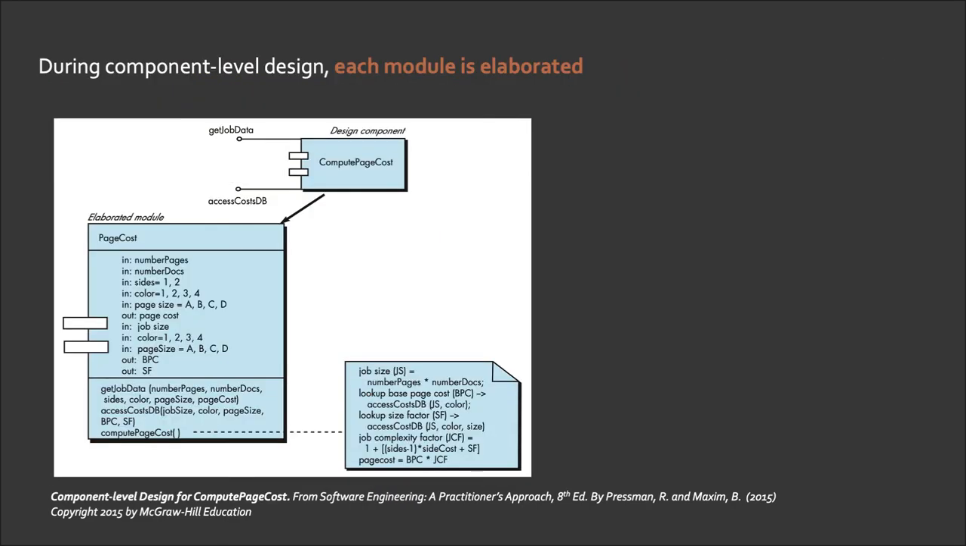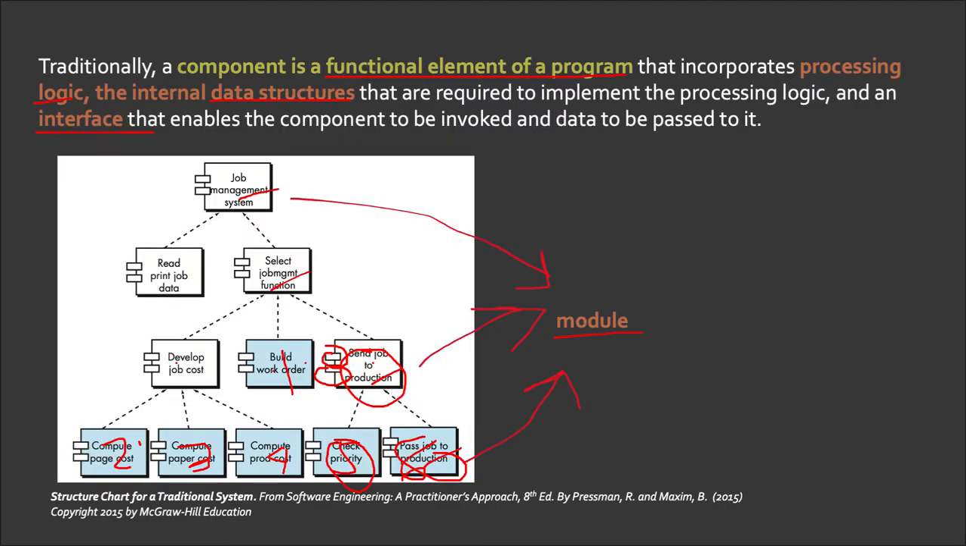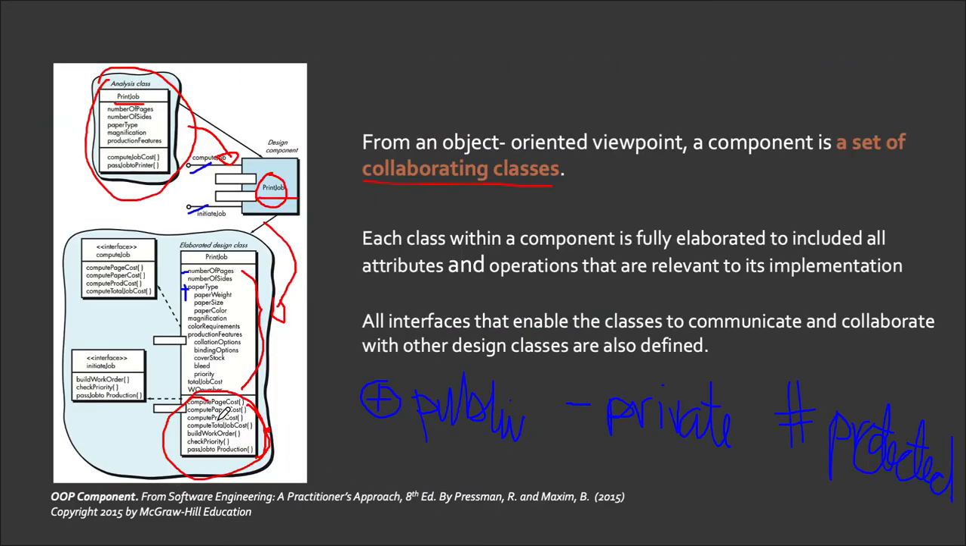Okay, so right now, like what I said earlier, for each component or module in our architectural design, based on its corresponding analysis model, we can generate elements by elaborating on the analysis models, right? Let us take a look at this example: the compute page cost module from our earlier example, here, this one.